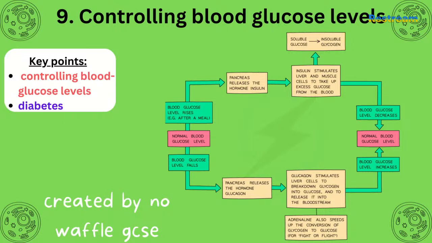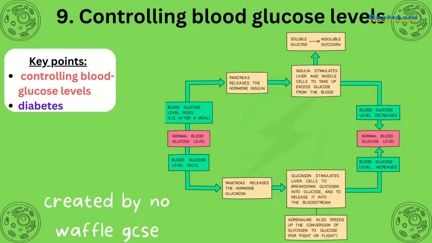Now, when your blood glucose levels decrease, for example when you're doing vigorous exercise or vigorous activity, this means that you don't have enough glucose for energy. So you have another hormone called glucagon. Glucagon is released from the pancreas, and this stimulates the liver and muscle cells to convert the previously stored insoluble glycogen back to glucose so that it can be used. Now you can see on the diagram that it says adrenaline also speeds up the conversion of glycogen to glucose for fight or flight.